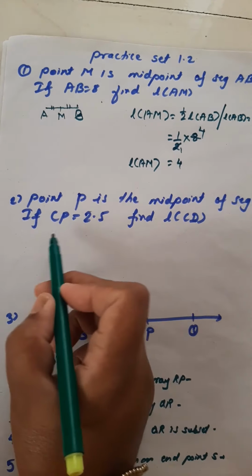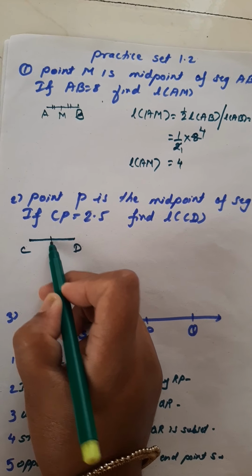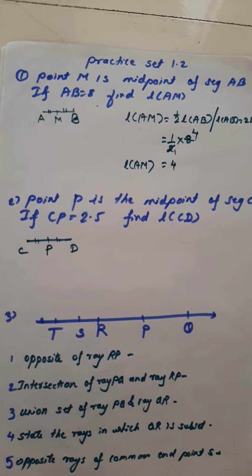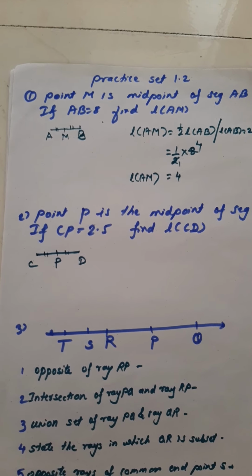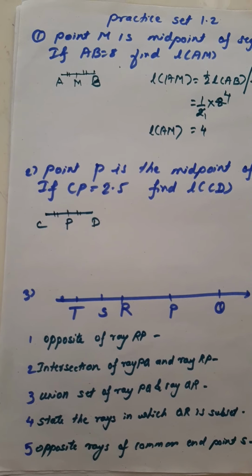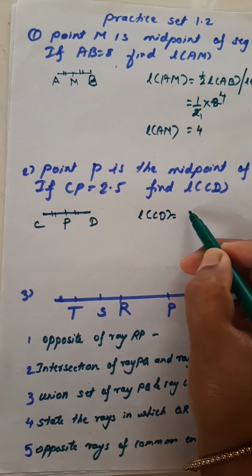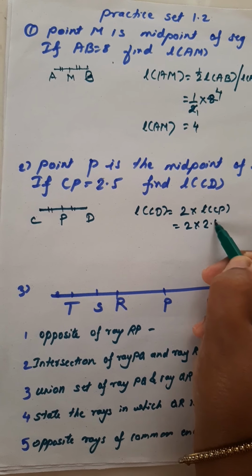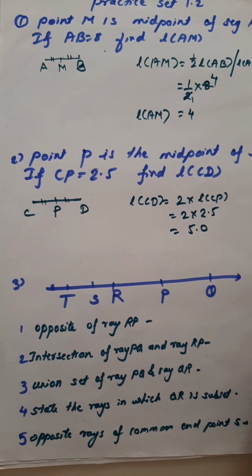Okay. Now next point I will explain you. Point P is the midpoint of segment CD. C, D and point P. Okay. Here midpoint. Understand? Now in this we have to find the segment CD. CP is given 2.5. Okay. Now length CD is equal to 2 multiplied by length of CP. 2 multiplied by 2.5, what will come here? 5 centimeter. Okay, understand this?